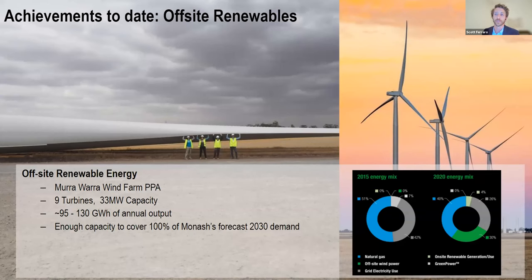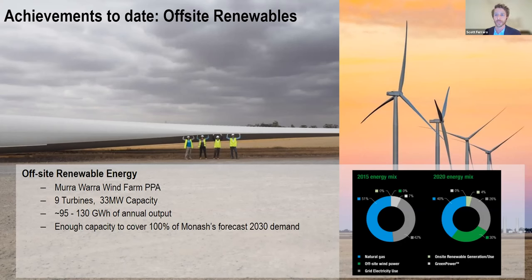We've signed a power purchase agreement with the Murrawarra Wind Farm, which is located in Horsham in regional Victoria, a significant distance from our campuses. This is a financial instrument where we surrender the renewable energy certificates which are generated and put the electricity back into the main electricity grid. At the moment, we're surrendering enough to get us to 50% of our consumed electricity from renewable sources. You'll see that graph in the bottom right.